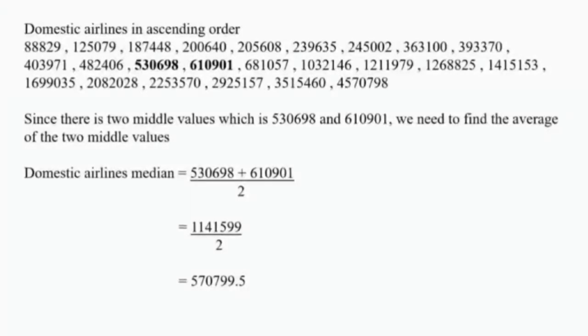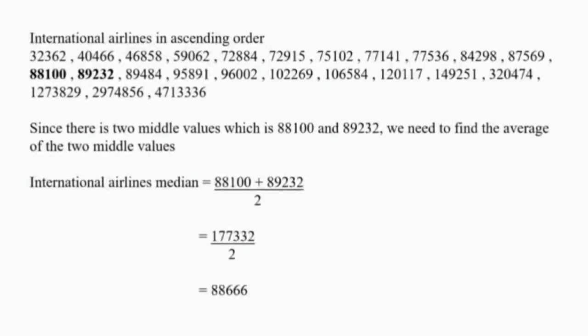For domestic airlines, since there are two middle values, which are 530,698 and 610,901, we will need to add the two values and then divide by 2, and we will get the answer, which is 570,799.5.